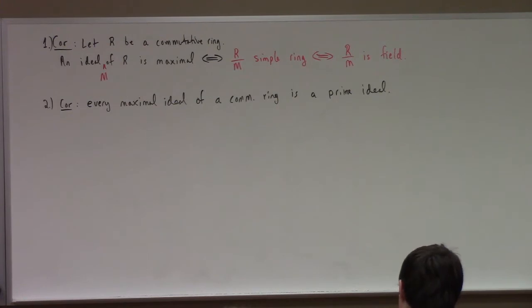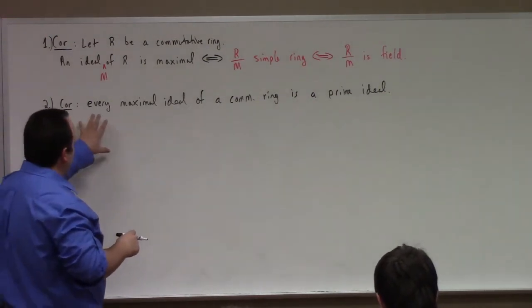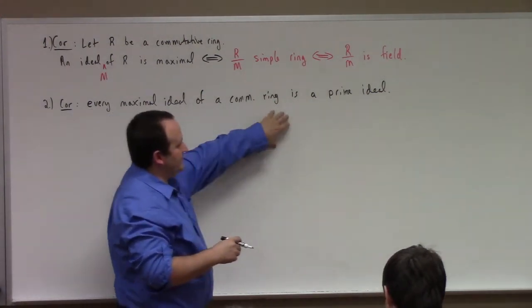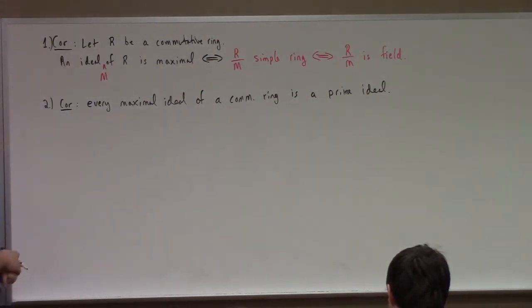Yeah, so Theorem 5 gave us that if R is commutative, then R is simple if and only if R is a field, right? Which is the next to last thing I proved last class. Anyway, so every maximal ideal of a commutative ring is a prime ideal. How would we prove that?